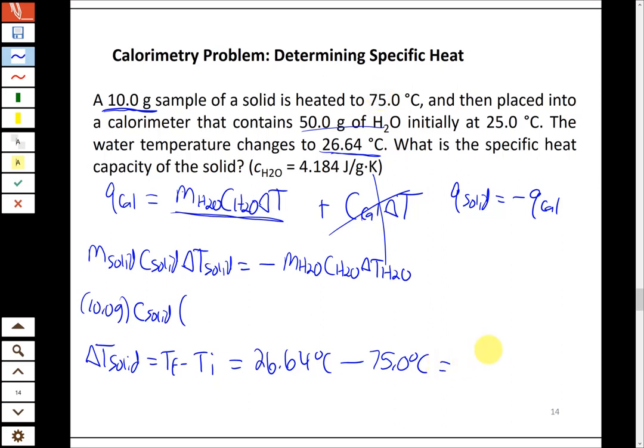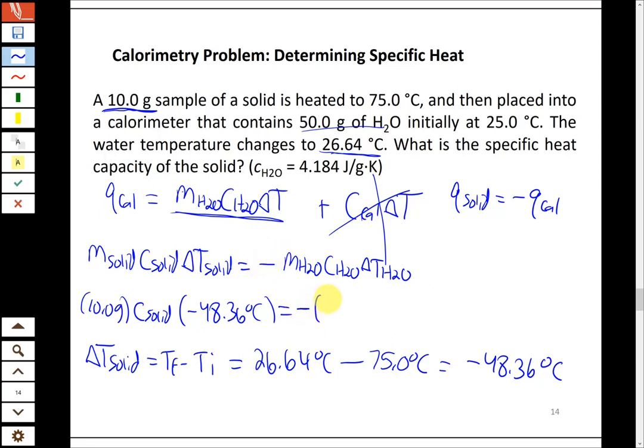So the delta T for the solid is minus 48.36 degrees Celsius. We'll keep some extra sig figs for now. So that's our delta T for the solid, minus 48.36. And then we're going to set that equal to MC delta T for water, but with a minus sign up front because the two signs for the heat have to be opposite each other.